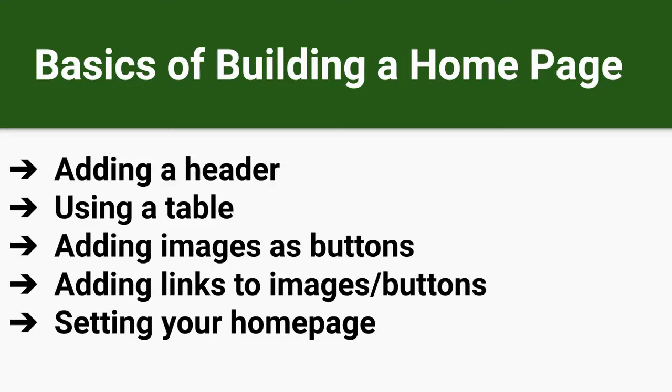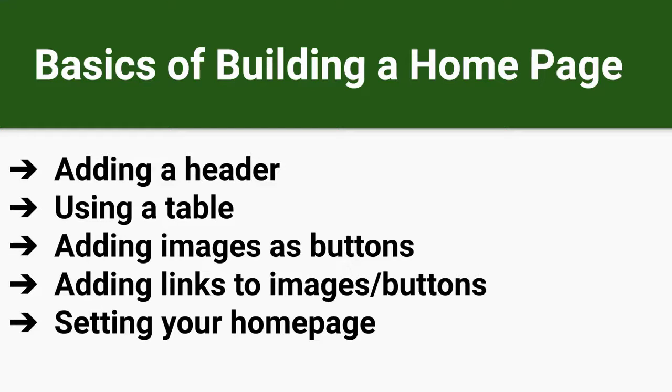Throughout the video, we're going to talk about adding a header, how to either use an image as a header or just text. Using a table, sometimes it's a lot easier to use a table to stick your buttons or even just text in to keep the spacing kind of nice and neat. Adding images as buttons. We'll talk about two different ways that you can get images to use as your buttons. Of course, these are not the only two ways.